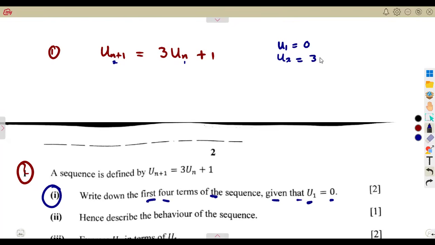So we've got something like this, 3 u1 plus 1. But our u1 is equal to what? 0. So you substitute that. That is going to be 3 times 0 plus 1, which is a 1.